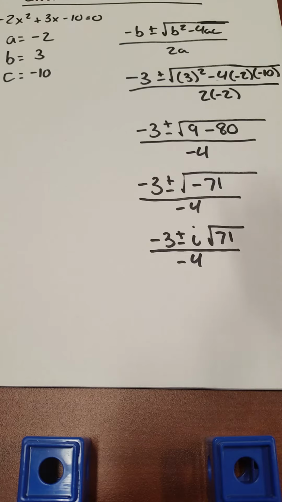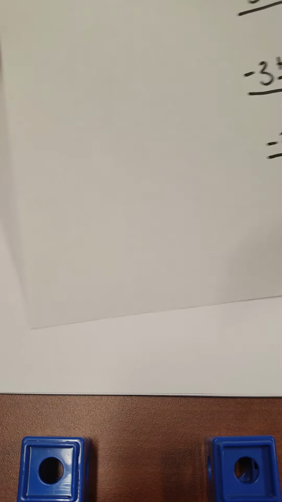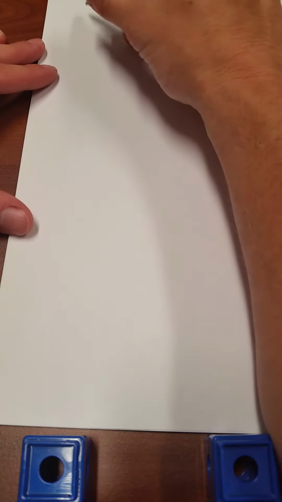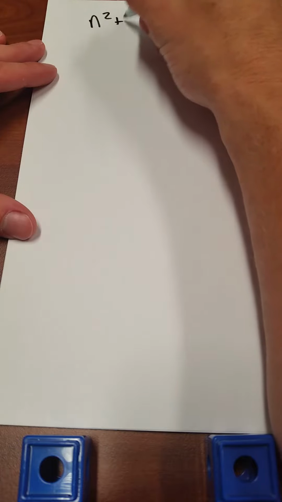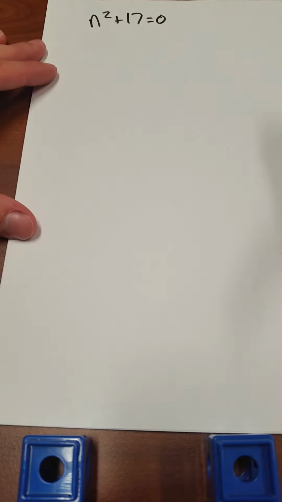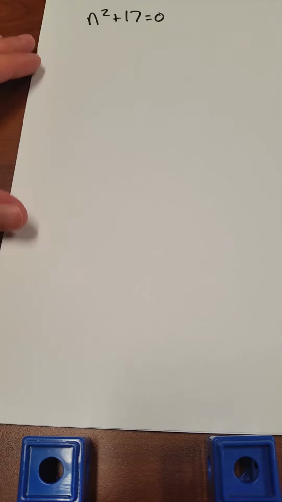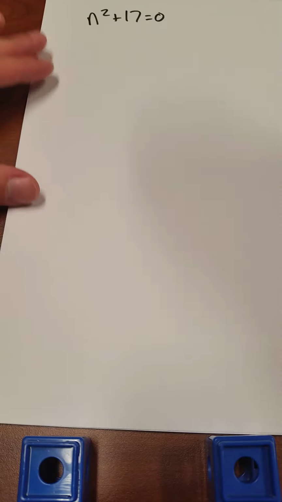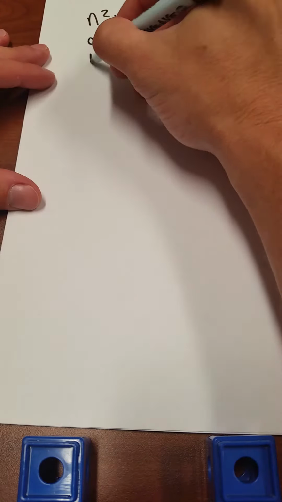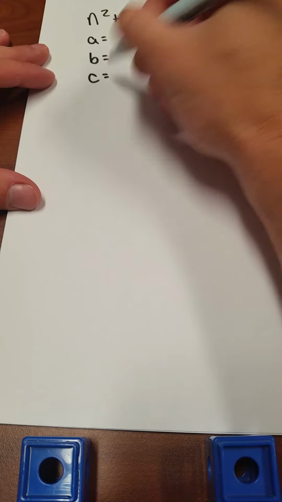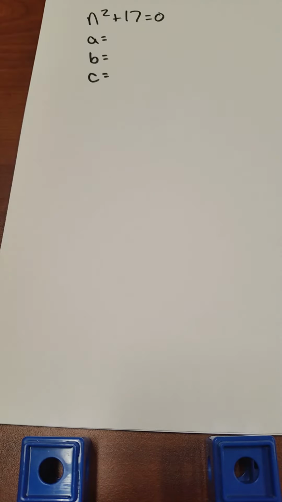Now, one more problem that I want us to work together before I let you have your free practice is n squared plus 17 equals 0. This problem looks very different from any of the other ones that we've done. What I want you to do is hit the pause button again, identify A, B, and C, and then come back to check your solutions.